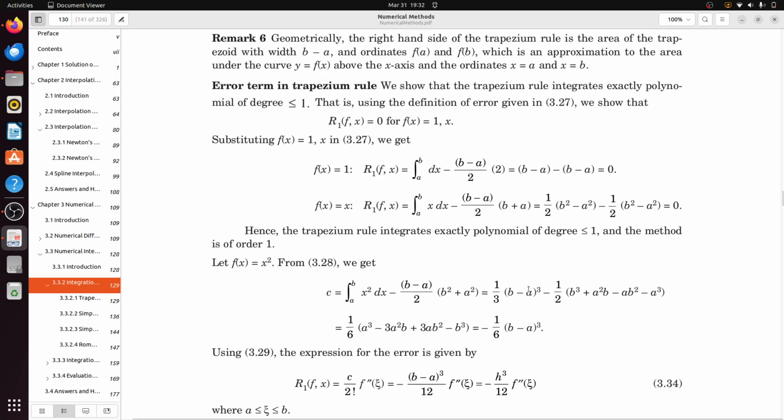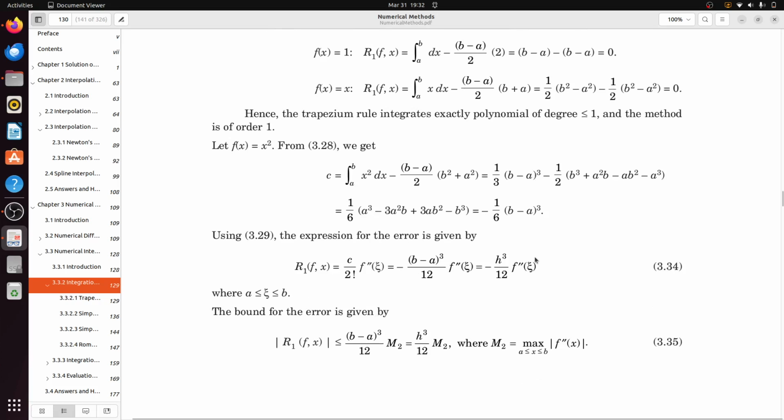There is some error here. That will not be (b minus a) whole cube, that will be (b cube minus a cube) by 3, and then here it will be (b minus a) by 2 into (fa plus fb). fa is a square, fb is b square. You compute it, you will get this answer.